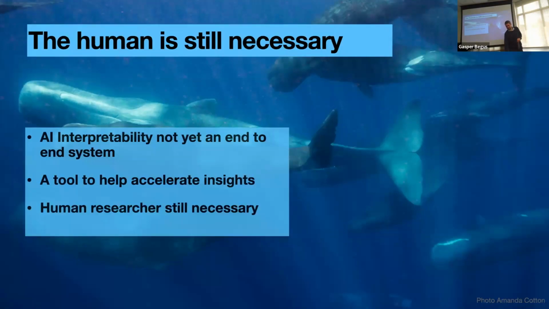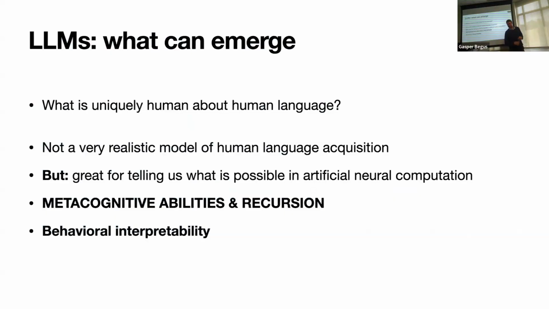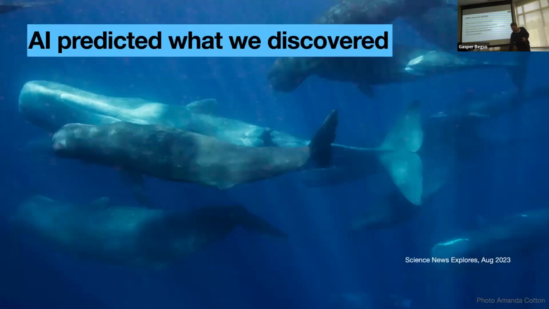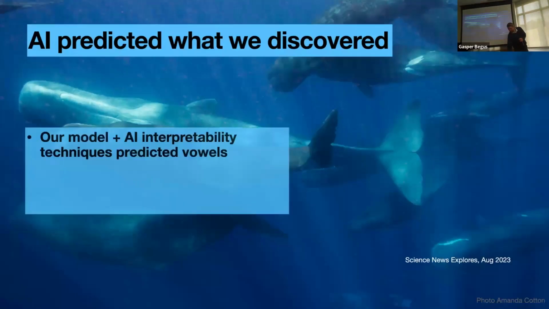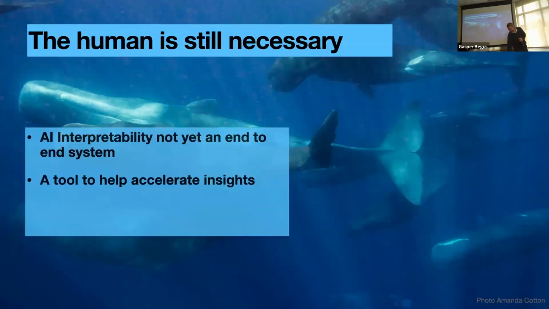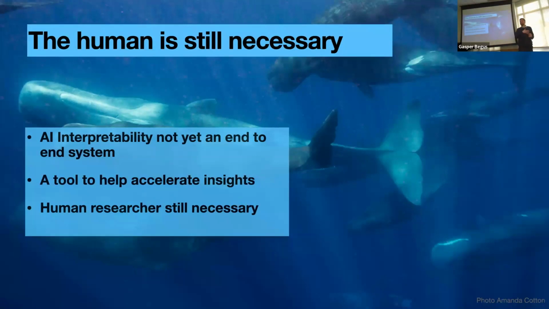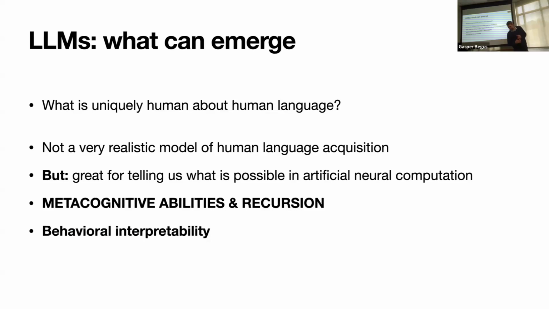Just a brief summary of what we do with LLMs: humans are kind of important. Human in the loop is still important. AI interpretability is not at a place where I ask the model, give me an answer, and it'll give you an answer. It's a tool that helps you shrink the hypothesis space, and the human, the researcher, is still important.